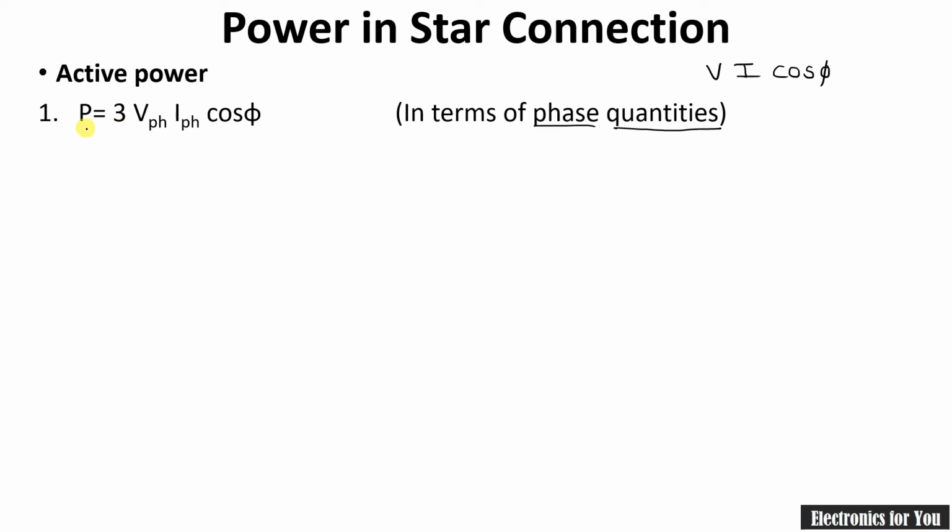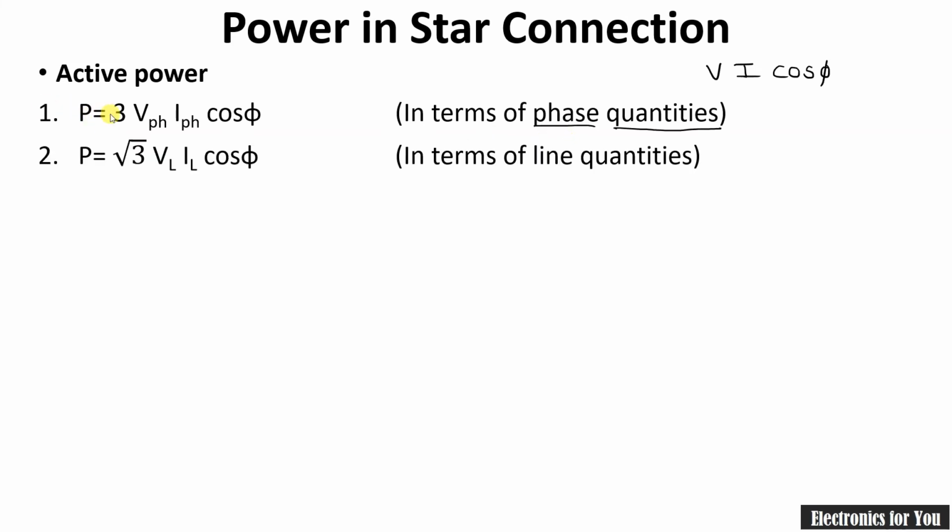Now the same formula can be written in terms of line quantities, as we have already calculated it. It will be equal to under root 3 times VL IL cos phi, because VL equals root 3 times VPH here. If we put the same value, we will get P equals under root 3 VL IL cos phi, because IL is equal to IPH in this case. This was the real power, that is active power.